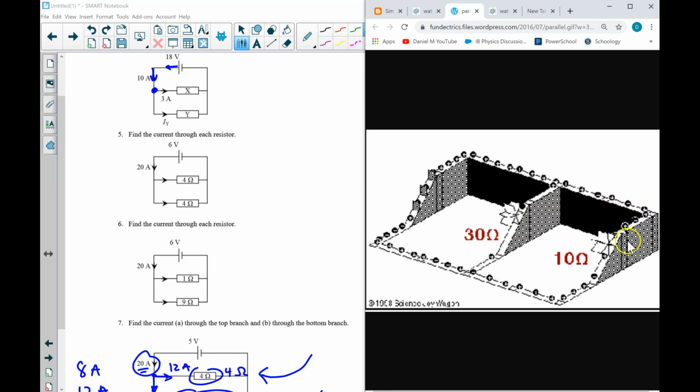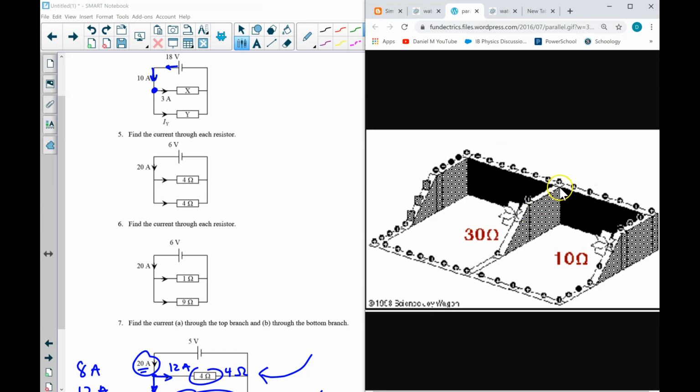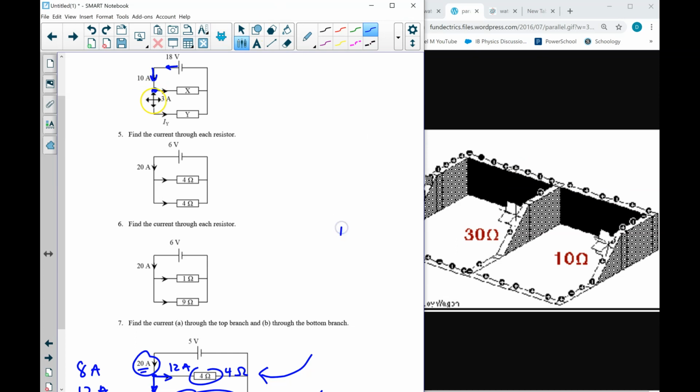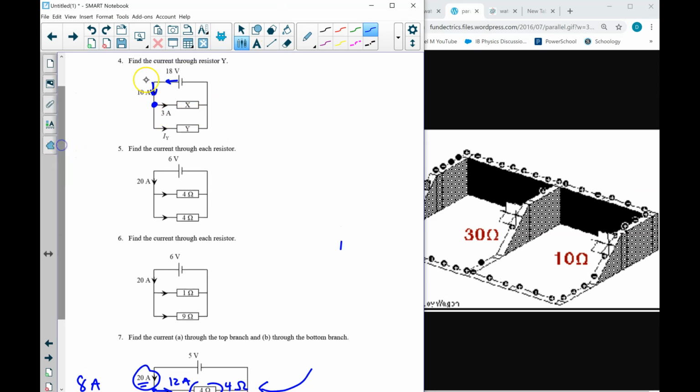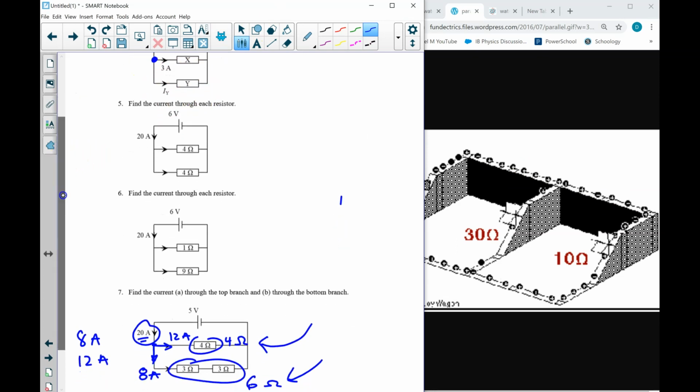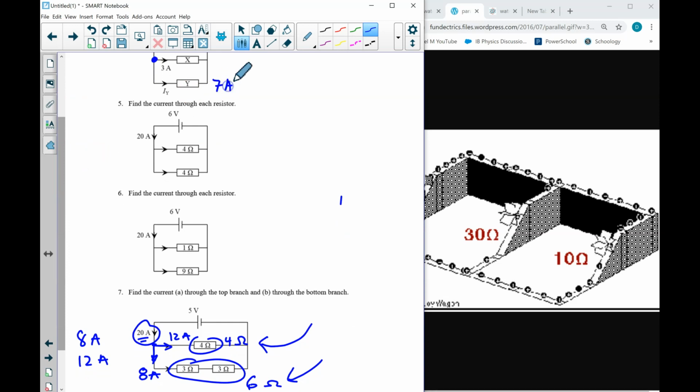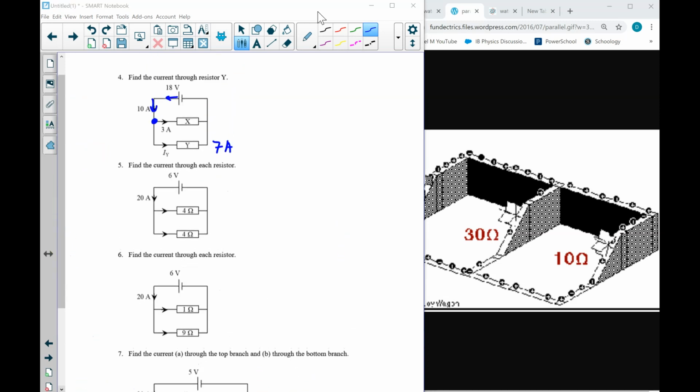How many charges flow through the second path per second? Well, the charges can't just disappear, so if you got 3 this way, you need 7 this way to add up to our original 10. So the answer is 7 amps travel through resistor Y. It's as simple as that.